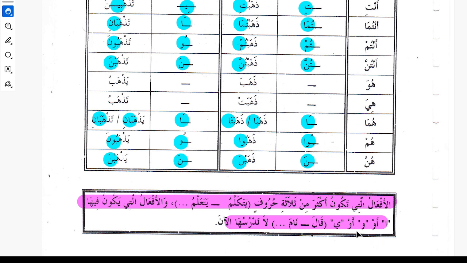So the verbs that have more than three letters, like in these two examples, or some verbs that have weak letters like hamza, waw, or ya, just like in kala or nama. Kala, he said; nama, he slept. La nadrusuha al-an. This means those rules don't apply to these verbs. These rules are just for the three-letter verb. If it has more than three letters, or if it is a verb that has any of these letters, like alif, waw, or ya, like in this case alif in both cases, then these rules won't apply. So this is what is mentioned.